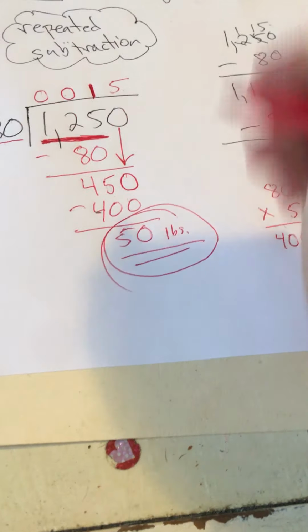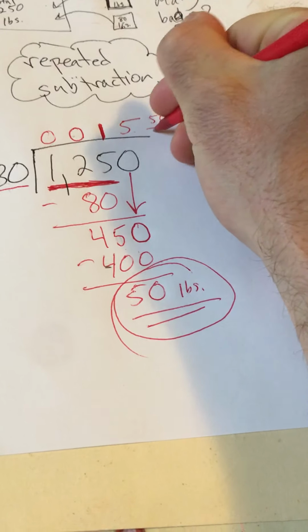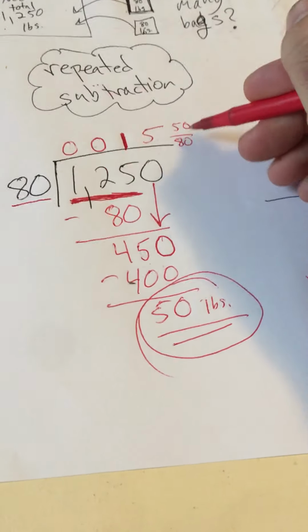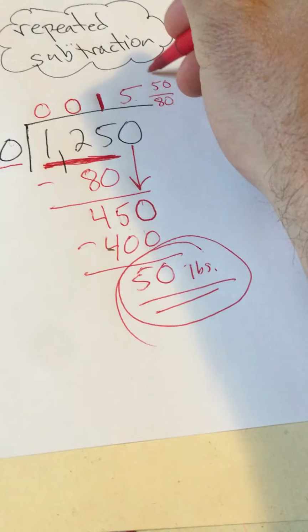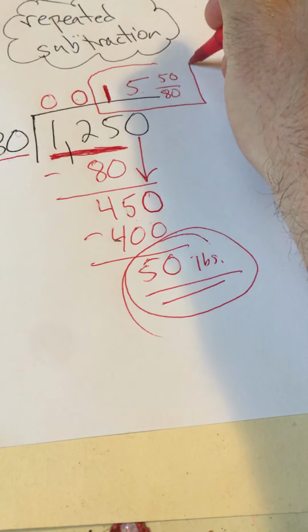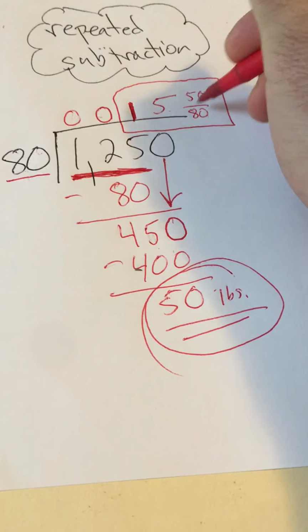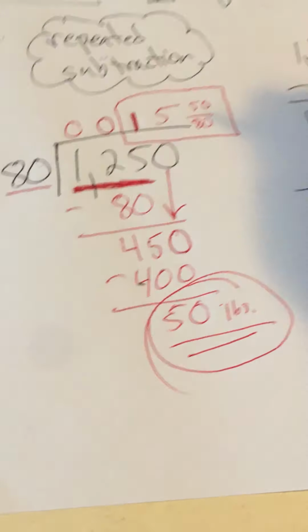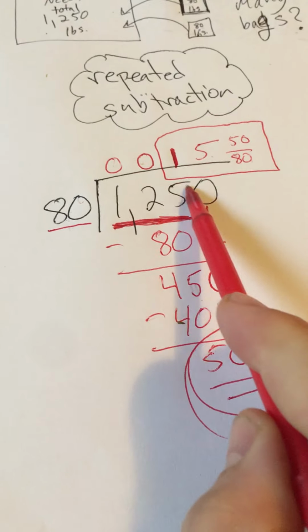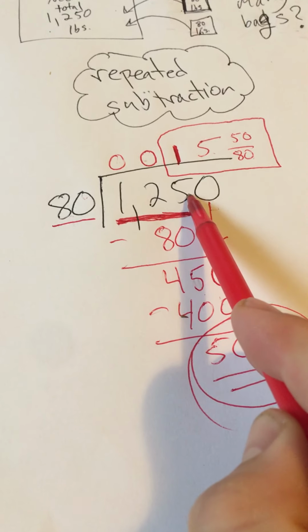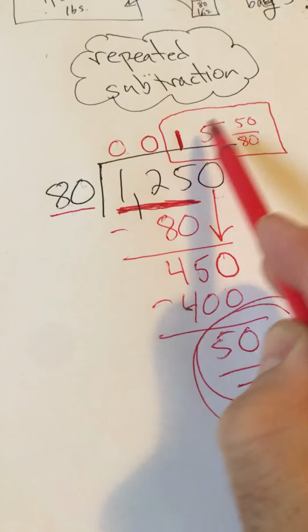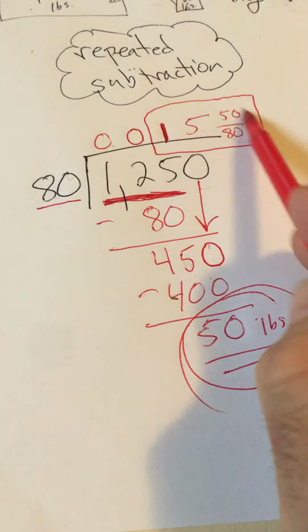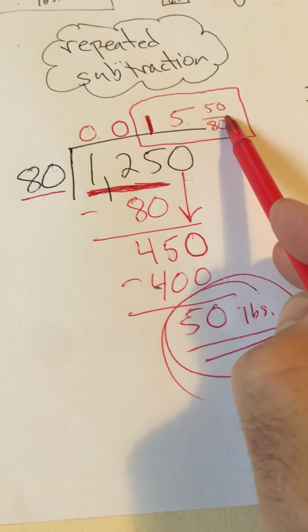Which we could turn into a fraction. The remainder becomes the numerator, and the divisor of 80 becomes the denominator. So what we got here is that we need 15 and a little more than another half bags. Okay, if we need a total of 1,250 pounds, and each bag weighs 80 pounds, we need 15 bags, plus we need more than another half of a bag.